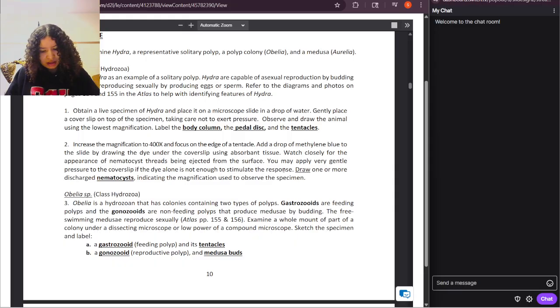And then we have gastrozoids and gonozoids. They're probably gonozoids because of the double O's, but I don't know. Gastro and gono has to mean something. Okay, gastrozoids are feeding polyps. Gonozoids are non-feeding polyps. So I think the no in gono is going to tell me that they are non-feeding, and gastrozoids are feeding.